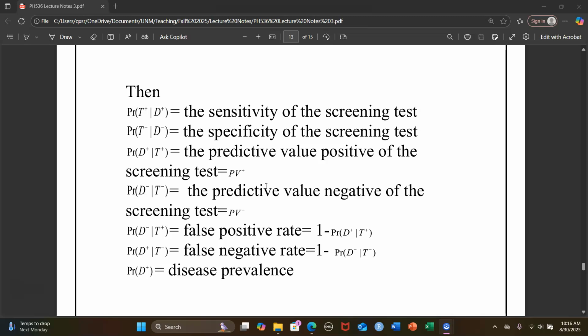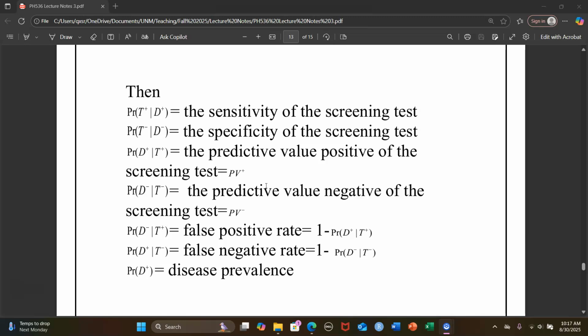And we can define probability of D plus given T plus. This is called the predictive value positive of the screening test, and sometimes we use PV plus as the notation. And probability of D minus given T minus is the predictive value negative of the screening test, and sometimes we use PV minus as the notation.